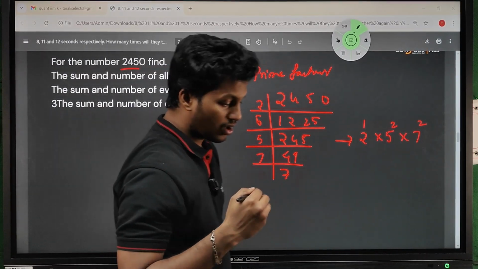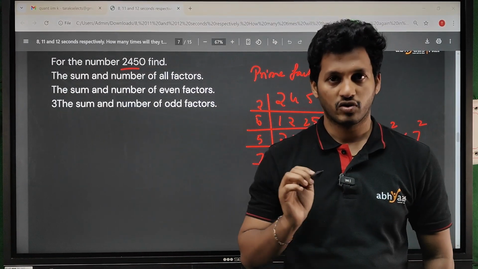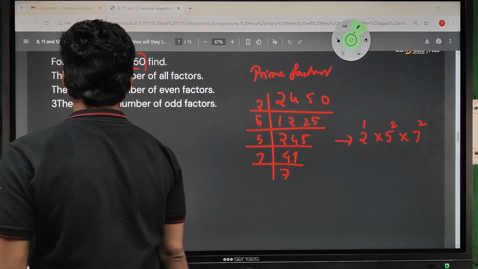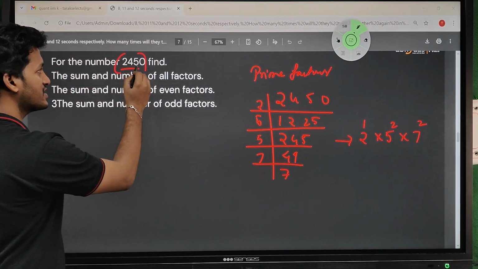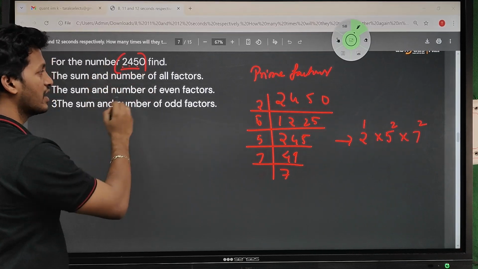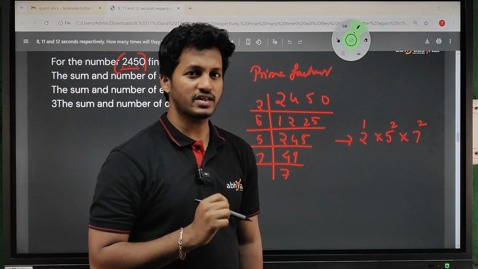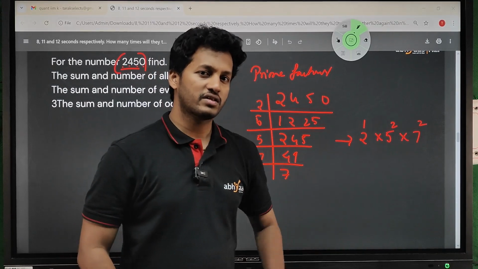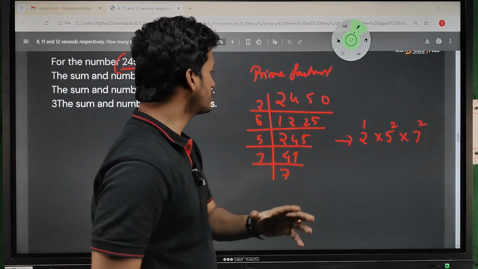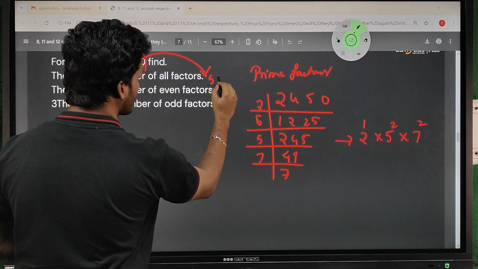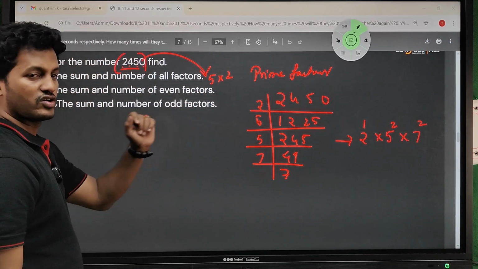But this is the longest method possible. Then what is the shortest method? Whenever you find any number, first observe the given digits. When the last digit is 0, that means it is divisible by 10, isn't it? When it is divisible by 10, there is a 2 and a 5 for sure. So with this 0, I can say that there is a 5 and a 2.